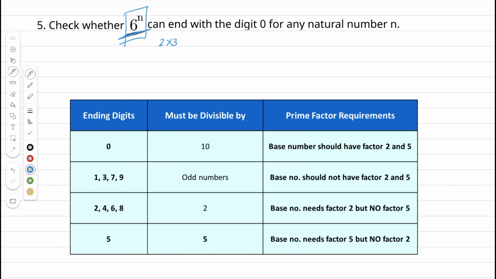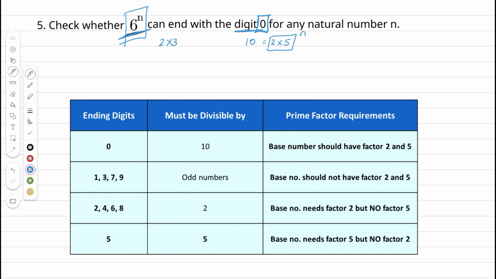And then the next important thing is the digit the number has to end with, that is the digit 0. Digit 0 means that the number has to be divisible by 10. So if it has to be divisible by 10, then you need to see the factors of 10. Factors of 10 are 2 and 5. So any number with a base having factors 2 and 5, raised to power n, will always end with 0.